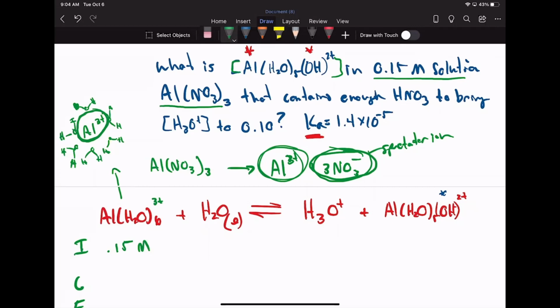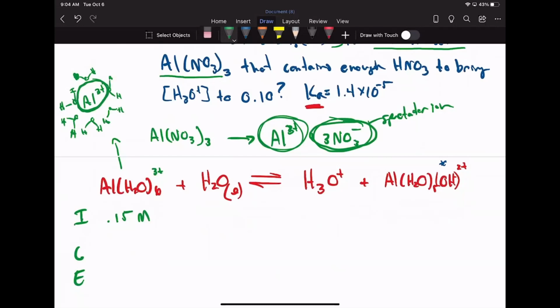So here we have 0.15 molar solution of Al that contains enough nitric acid to bring the concentration to 0.10. So I know what the final concentration is here. If I know what the final concentration is there, that value is going to be right here, which means the rest of this can now be filled in.